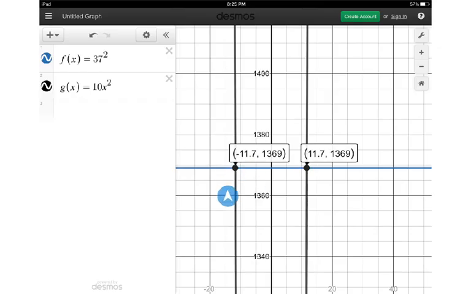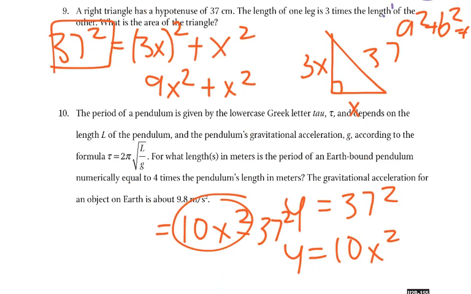So, I had to zoom in a bit, but here's my answer. So we're looking at the x value. So 11.7, okay, is what we would want, because 37 squared is 1369. This is where they equal. Now this went down and curved back up. So we can't have a negative distance, so 11.7 would be x.